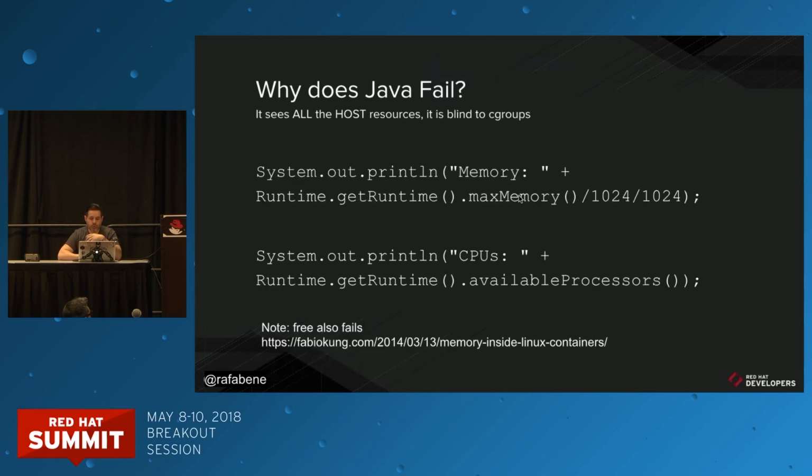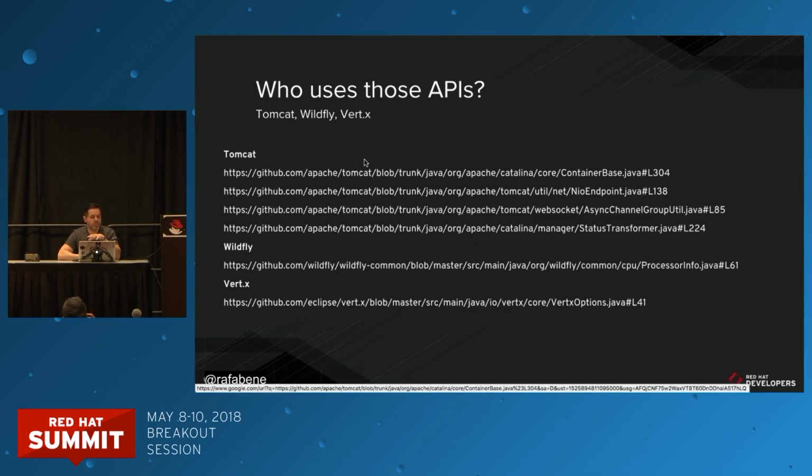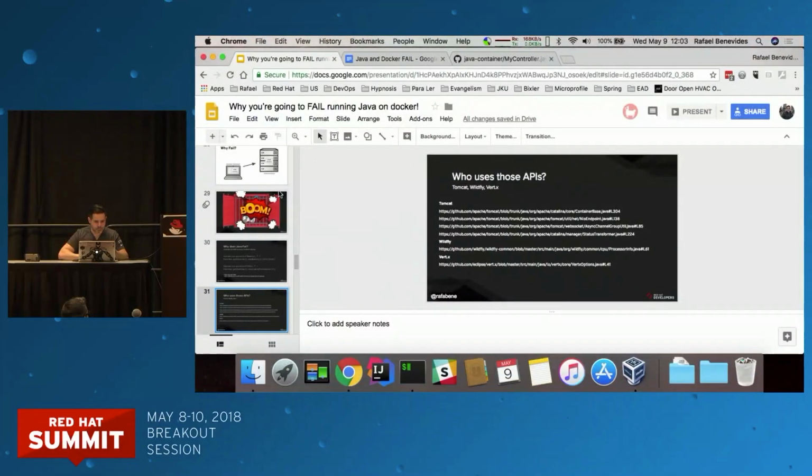And something that you can notice is that when you use those APIs, Runtime.getRuntime, maxMemory, totalMemory, and availableProcessors, I did a little research and saw that this specific call is used in different application servers. For example, in Tomcat, it is used at different points. In Wildfly, it's also used on this processor info. In Vert.x, it is also used. So it's a very common and very used API.